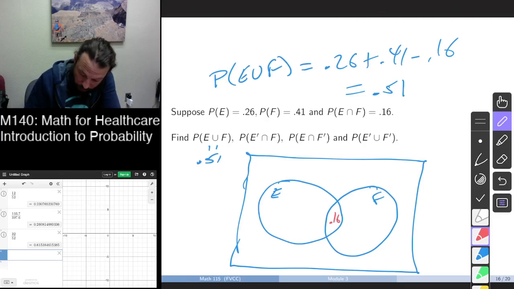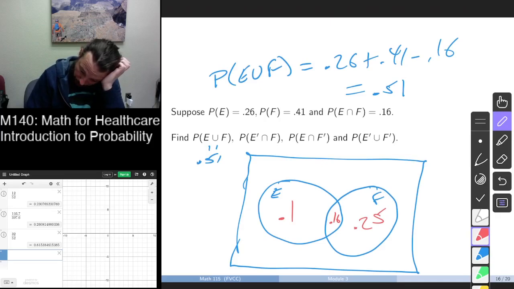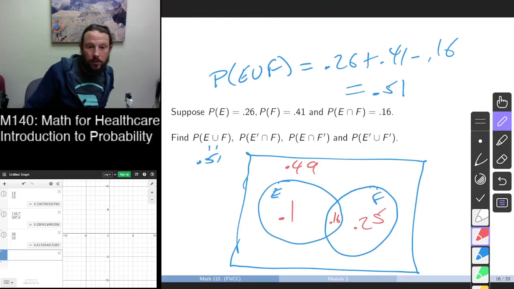Outside of that intersection, but still in E, we end up with, let's see, the probability is 0.1. And F, but not in the intersection, is 0.25. And notice our last region, we already know what that is. That's everything outside the union, which is 0.49. Now we have it all sussed out.